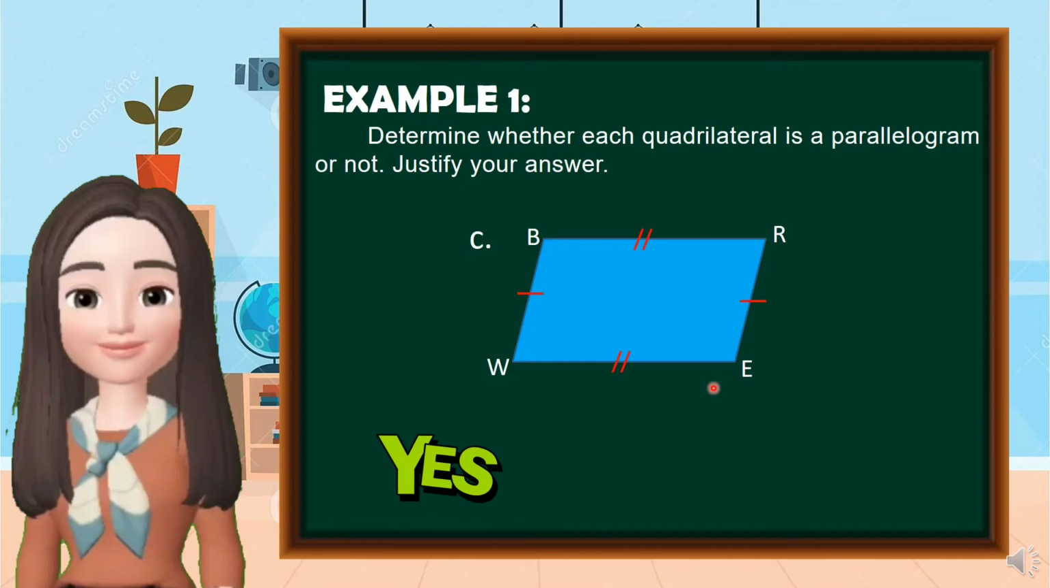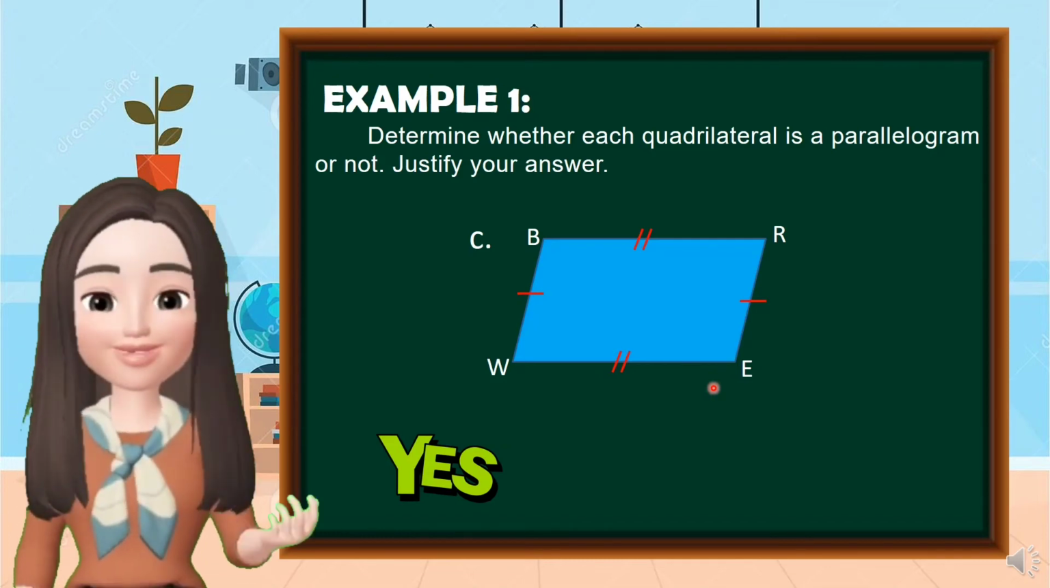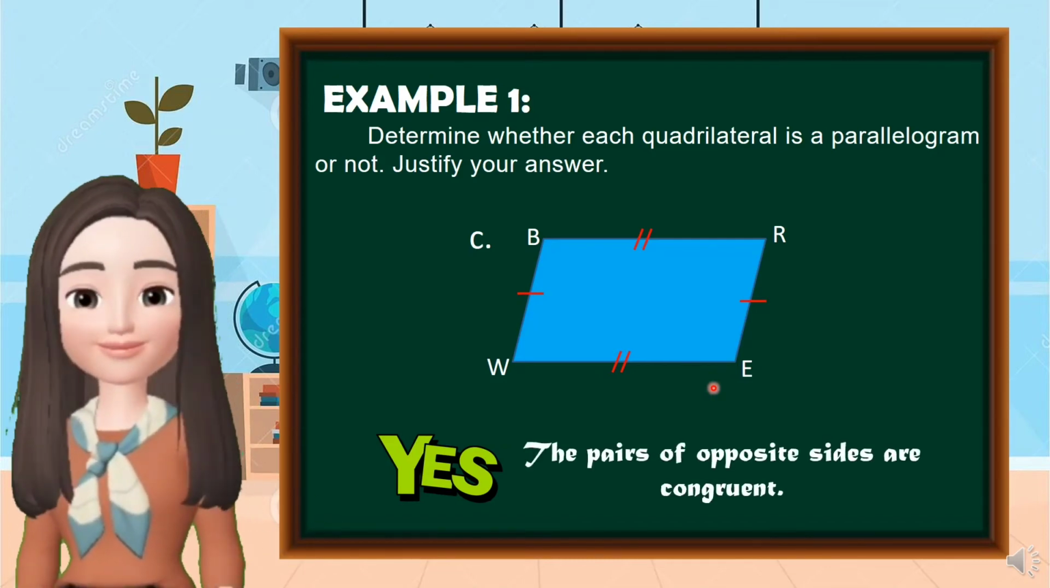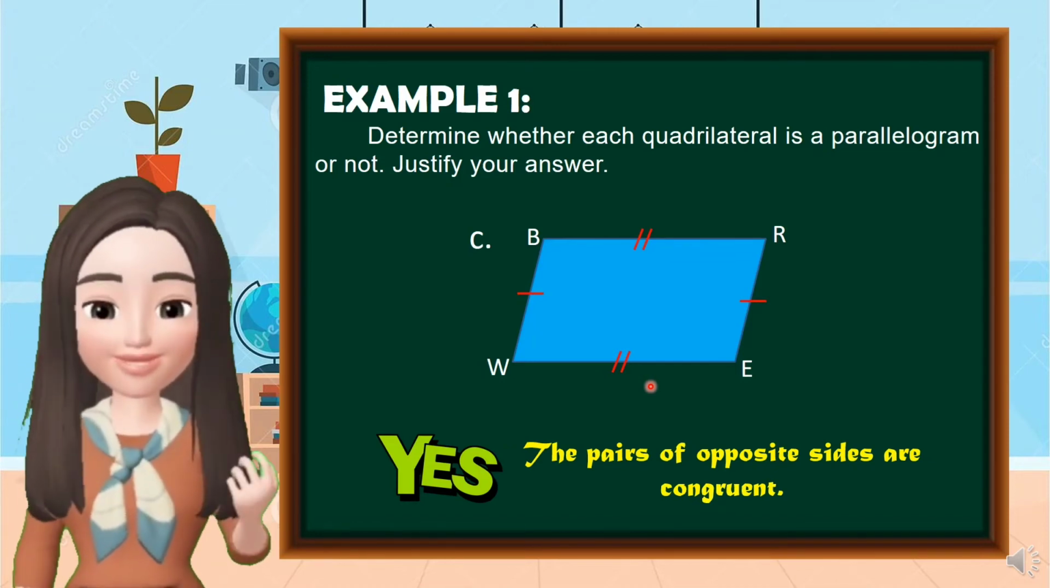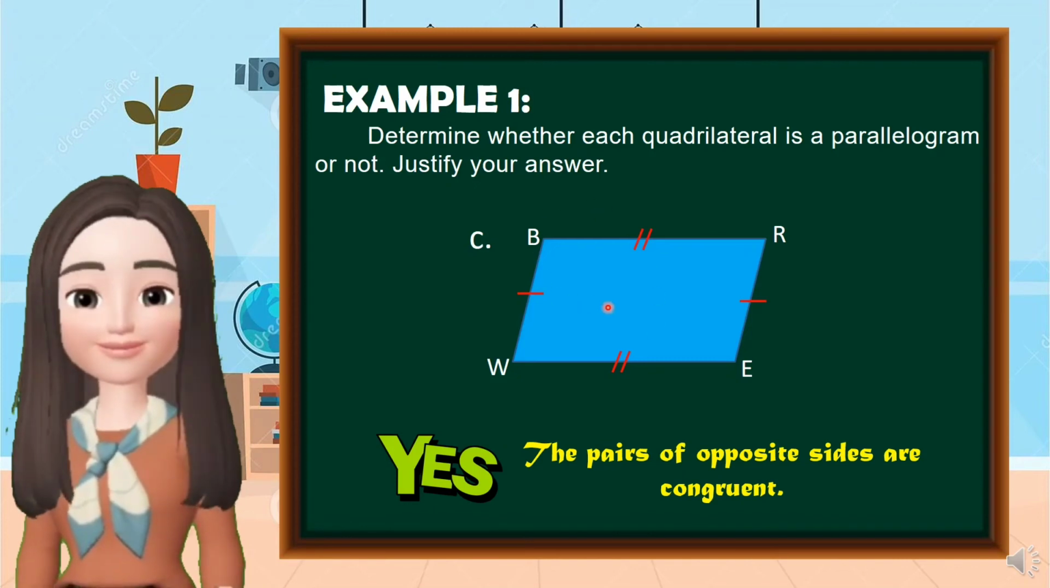Yes, ang sagot. Why? How will you justify it? Okay, because of the property that said that the pairs of opposite sides are congruent. Alright? Kita nyo naman, no? They are congruent to each other. So, that is our justification. We know that the pairs of opposite sides are congruent based on the markings given. Right?